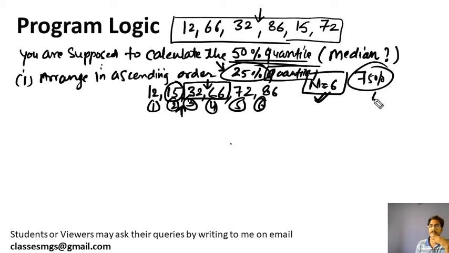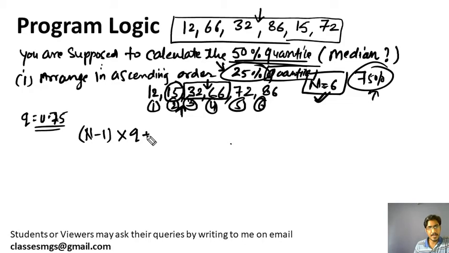Now we will see the 75% quantile. So q value will be 0.75. Okay, 75th quantile or 75% quantile we will be calculating. So how we will calculate? Again, arrange in the descending order. We have already arranged. Now we will apply the formula to calculate the term at which this 75th quantile exists. So what will the formula be? The formula is again (n minus 1) into q plus 1.